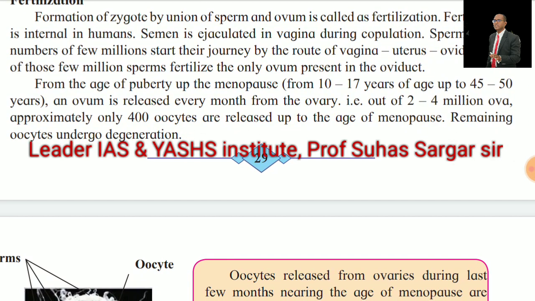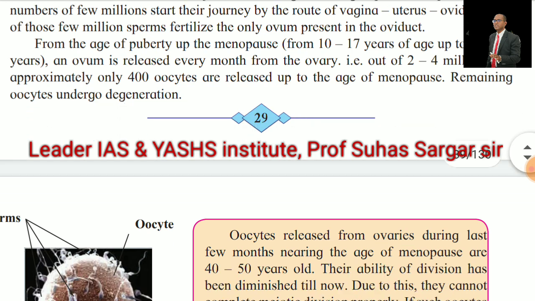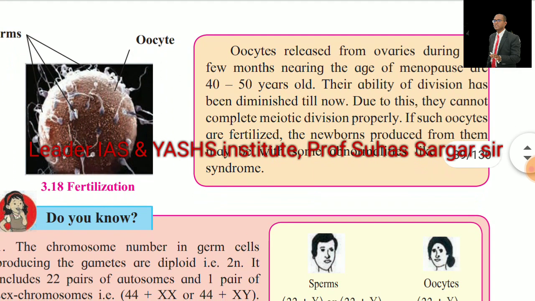From the age of puberty up to menopause, from 10 to 17 years of age up to 45 to 50 years, an ovum is released every month from the ovary. That is, out of the 2 to 4 million ova, approximately only 400 oocytes are released up to the age of menopause. The remaining oocytes undergo degeneration. See the pictures of fertilization.